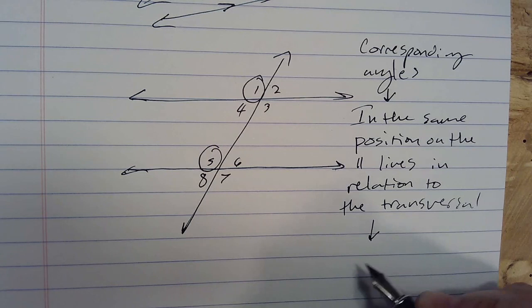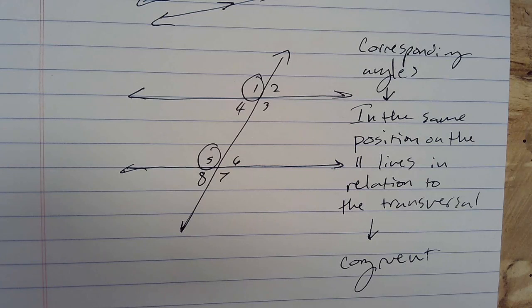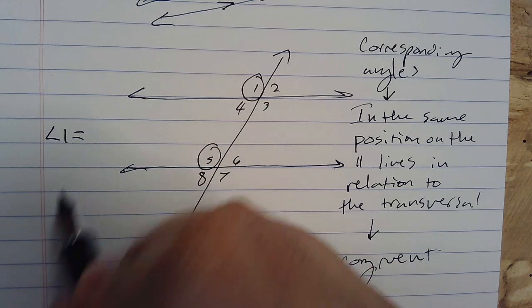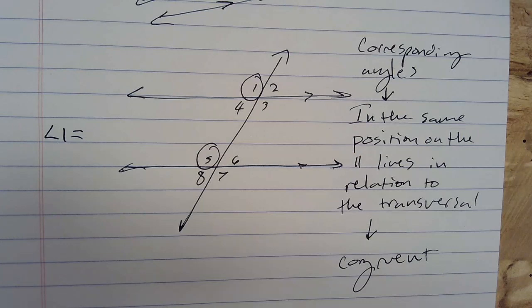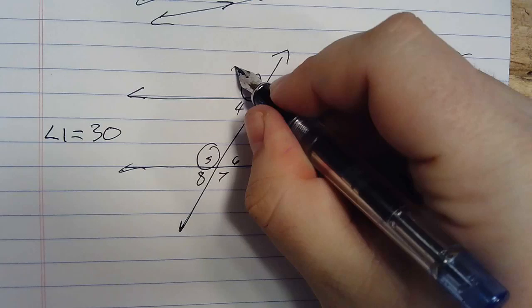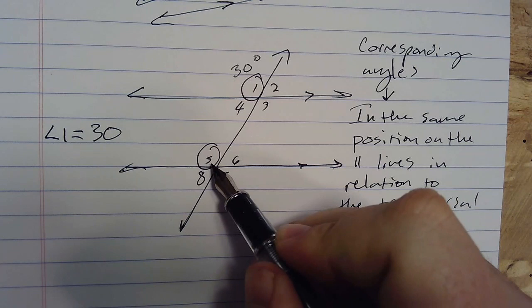All right, let's do a little bit of fun, awesome stuff with this. Actually, before we do, if I give you this transversal right up here, and these are parallel lines, and I told you angle 1 is 30 degrees, that means we can write that angle 1 is 30 degrees. Oh, wait a second. Angle 5 is also 30 degrees. Why? Because they're corresponding angles.